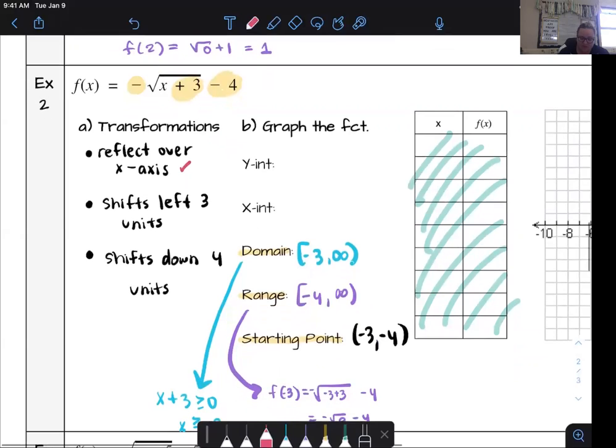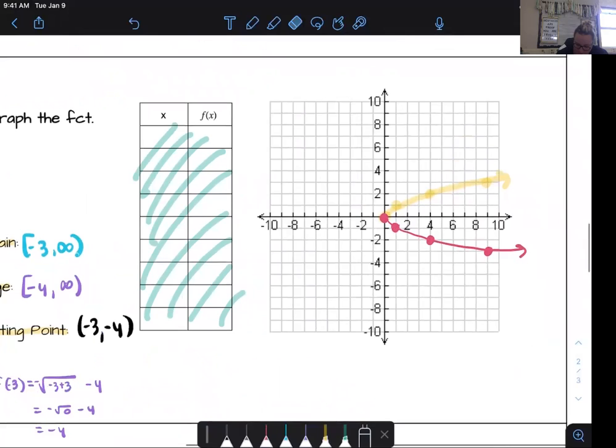The second transformation is I need to shift left 3 units. So I'm going to take each of those points and shift them left 3 units. I'm going to take the point 0, 0 and go 1, 2, 3. I'm now here. I'm going to take 1, 1 and go left 3, 1, 2, 3. I'm going to take the point 4, negative 2 and go left 3, 1, 2, 3. And then 9, negative 3 is going to be 1, 2, 3, 6, negative 3. And so now my graph is right here.